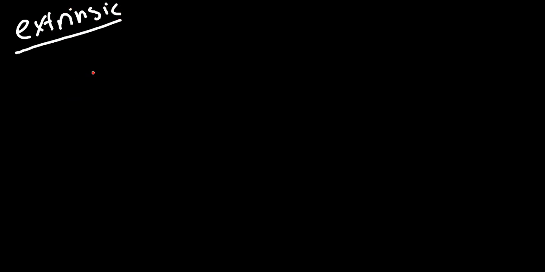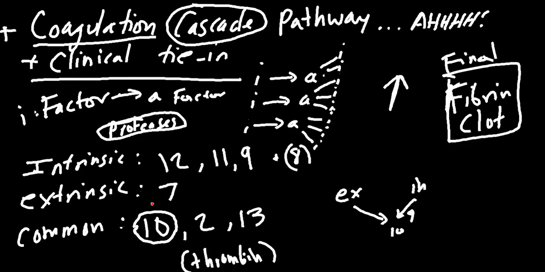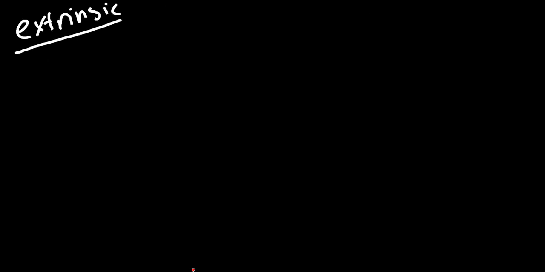Remember, I said we need trauma, we need tissue factor. So what's going to happen? Well, we have extrinsic pathway 1, 7. Pretty easy, right? Well, if it was easy, I wouldn't be making this video.